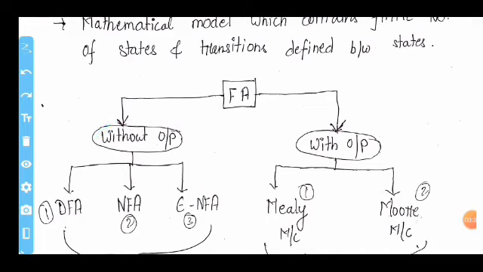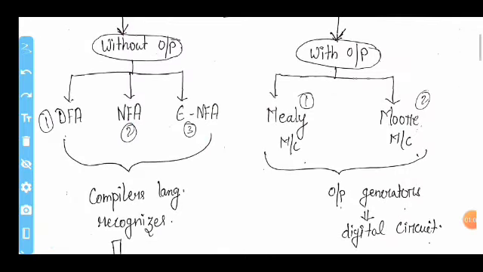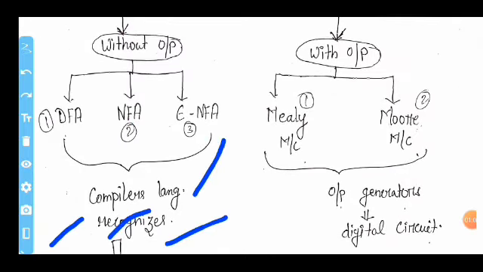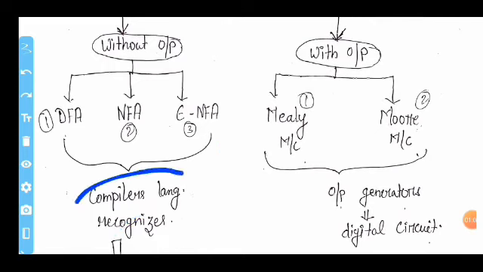The without output is further divided into three parts. First one is DFA, deterministic finite automata. Second one is your NFA, non-deterministic finite automata, and third one is your null NFA. It is also known as empty NFA. The without output finite automata is used for compiler language recognition.